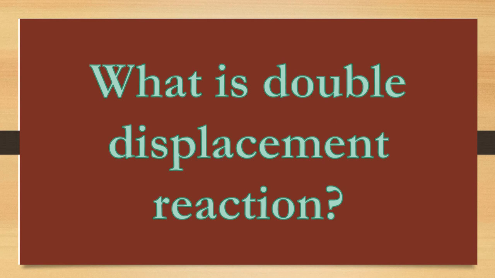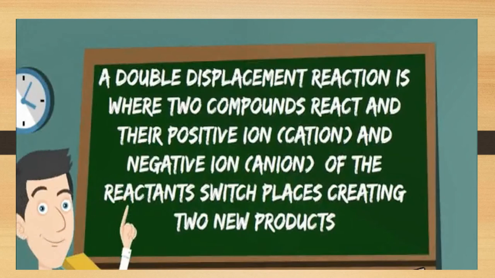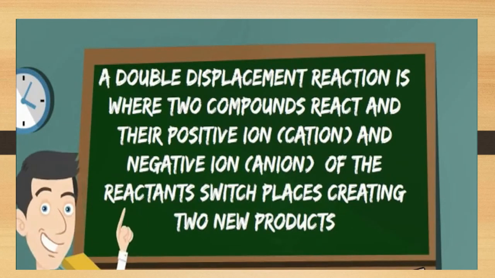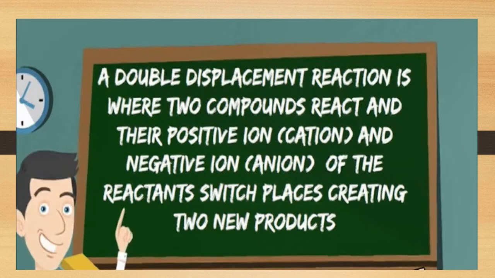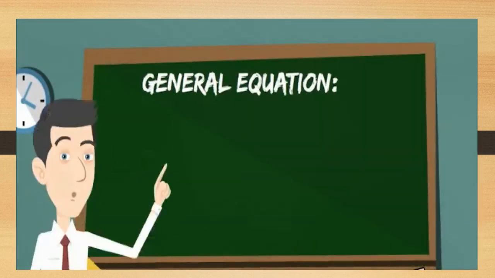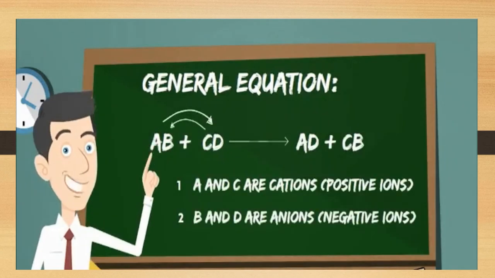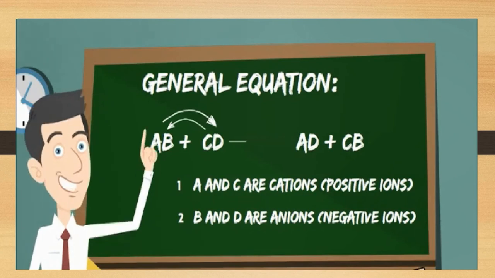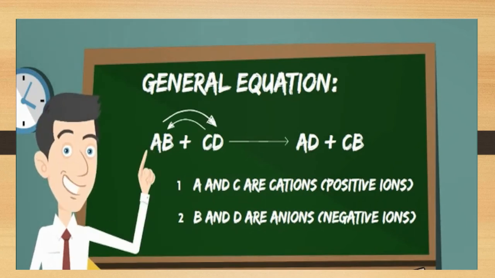Now, what is a double displacement reaction? A double displacement reaction is where two compounds react and the positive ions and negative ions of the reactants switch places, creating two new products. So the general equation is AB plus CD gives AD plus CB. A and C are cations, B and D are anions.